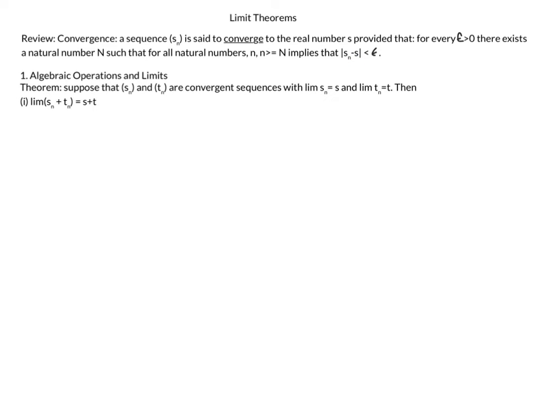Our first limit theorem involves algebraic operations. Suppose you have two sequences, Sn and Tn, and they're both convergent, with the limit of Sn equal to s and the limit of Tn equal to t. Then when you add these two, the limit of Sn plus Tn, adding term by term, is equal to s plus t.